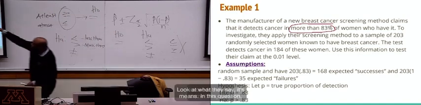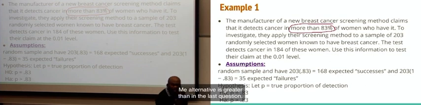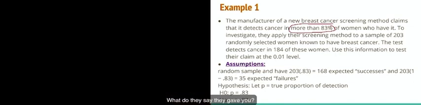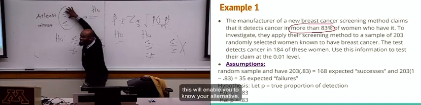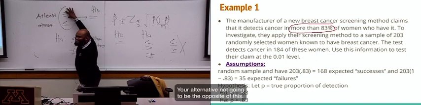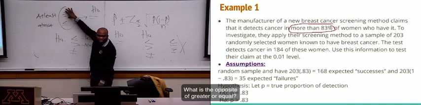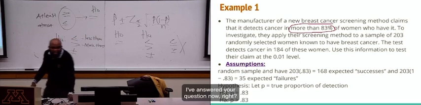Now, in this question, look at what they say. It means you have been directly given the alternative. Your alternative is greater than here. But in the last question, what did they say? At least. They gave you this, at least, but you cannot write this in the null. You're going to write this, but this will enable you to know your alternative. Your alternative is going to be the opposite of this. What is the opposite of greater or equal? That will be less than. Does that make sense? I've answered your question now, right?